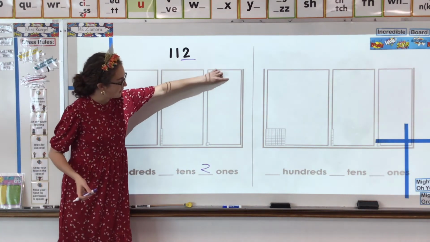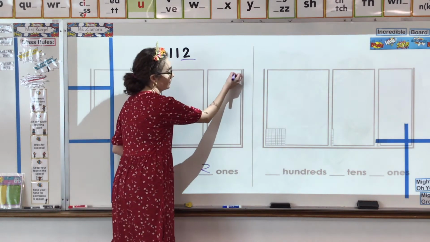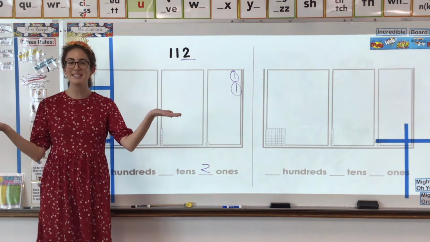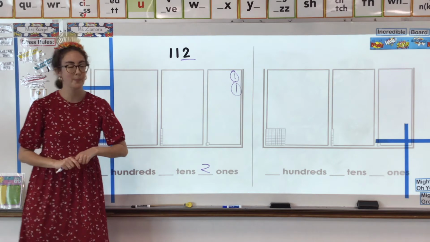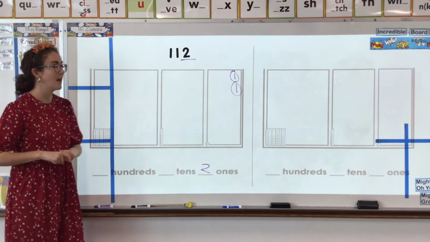So let's go ahead. Can we show 2 ones on our board? 2 ones. Perfect. All the way to the right, the smallest value. So up next, how many tens are in this number? How many tens?